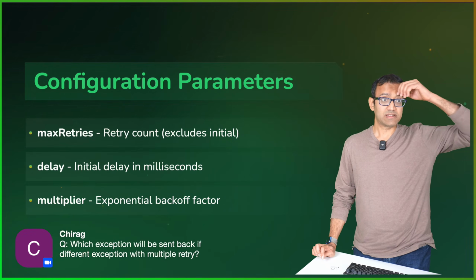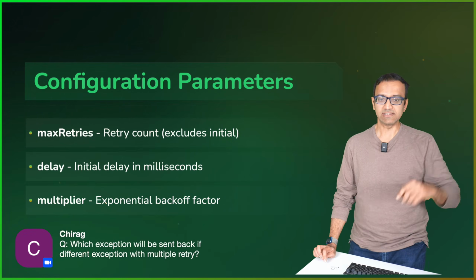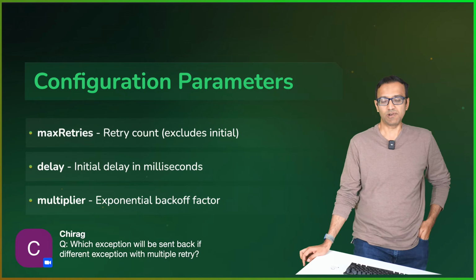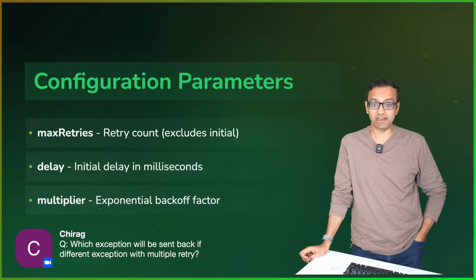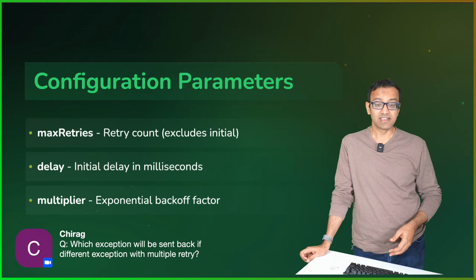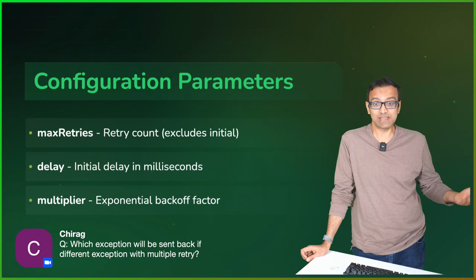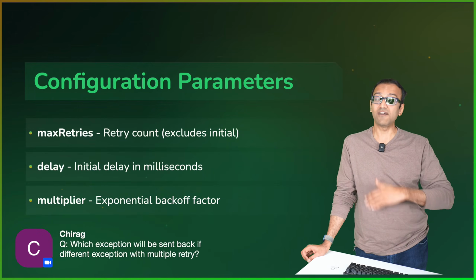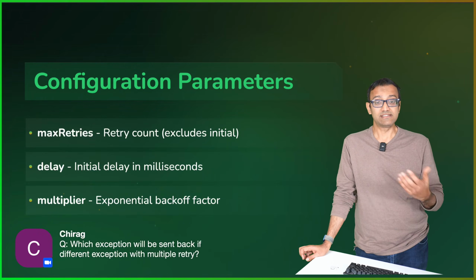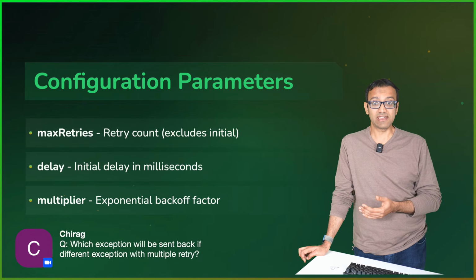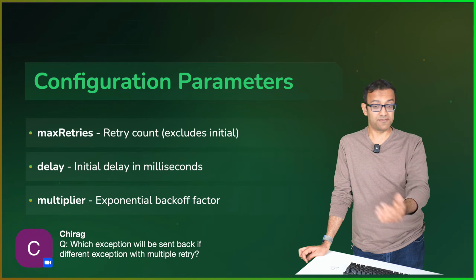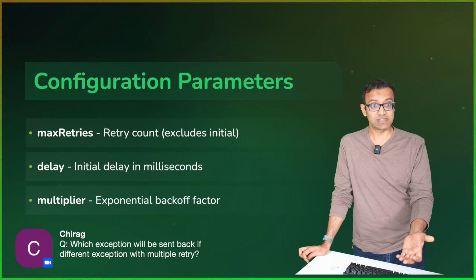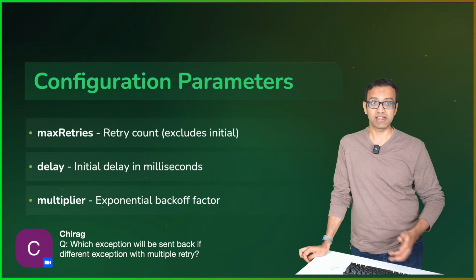Which exception will be sent back if there are different exceptions with multiple retries? The last one. Yes, this is another possibility, right? You say, I want to retry thrice, and each time you retry, you get a different exception. Well, it's the last one after all the retries are exhausted. It says, this is the last retry, I'm going to see what it gets back. If it returns, great. If not, whatever exception is thrown, it just sends it back to the caller.